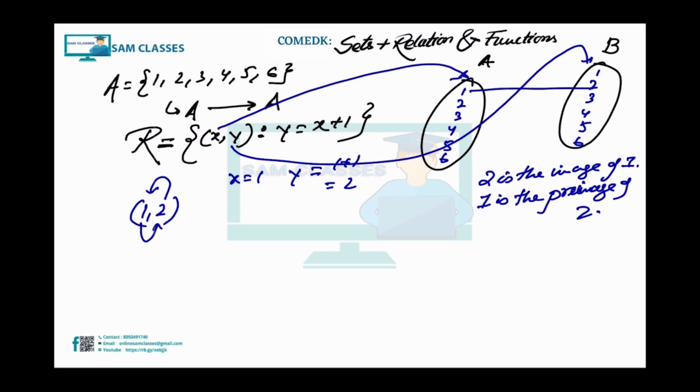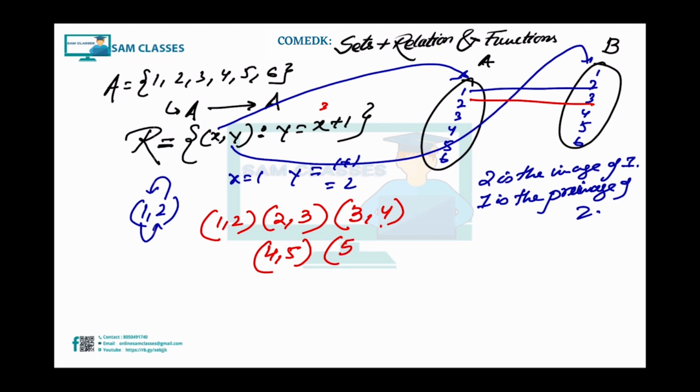Now if I put x equal to 2, I'll be able to match with 3. So again we can say 3 is the image of 2 and 2 is the pre-image of 3. So we got one relation as (1, 2), the other relation as (2, 3). Now when we put x equal to 3 here, what do you get? y is equal to 4. So (3, 4). Again 4 is called the image of 3 and 3 is the pre-image of 4. Next we have (4, 5), and similarly (5, 6). So these all are the relations that we are able to find.